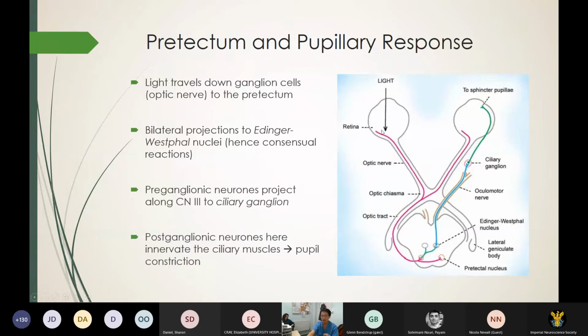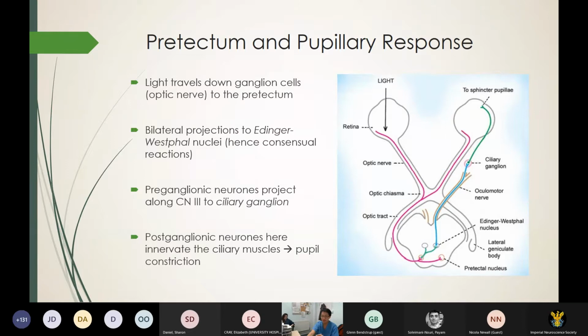So when you shine a light, say in this particular case, into the left eye here, you have light traveling down the left optic nerve all the way to the midbrain, but it then stimulates both the left and the right Edinger-Westphal nuclei, and therefore you now have signal traveling along both the left and the right third nerve to the ciliary ganglion and back to the eye, and that's why you have your direct and consensual light reflexes. So if you shine the light in one eye, you get pupil constriction in both eyes.